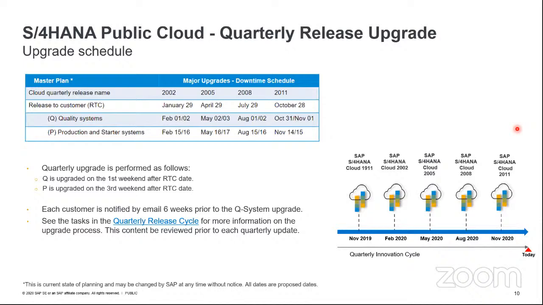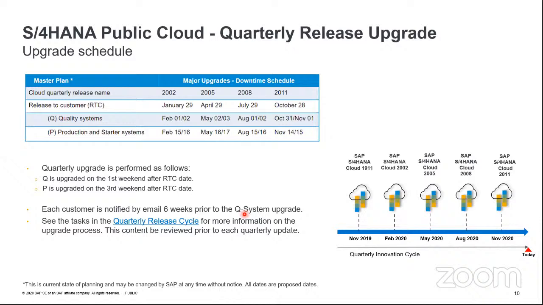As soon as the quality systems are upgraded, prior to that, there is a 6 weeks prior notification sent to the customers for the quality upgrades. The customers can do their testing on the quality systems. They can tweak any of the business processes in case they have done so in the production system. They can do all those modifications here in their quality system, and then they are migrated to the production system.